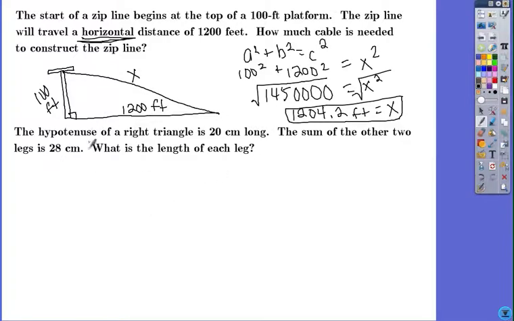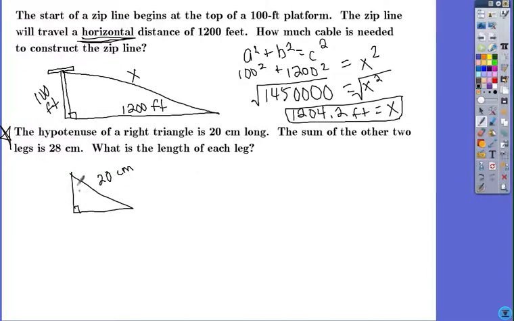The last one is an example of combining Pythagorean theorem with quadratics. This is a favorite type of problem on the EOC. The hypotenuse of a right triangle, so here's my right triangle, the hypotenuse is 20 centimeters. The sum of the other two legs is 28. What is the length of each leg?